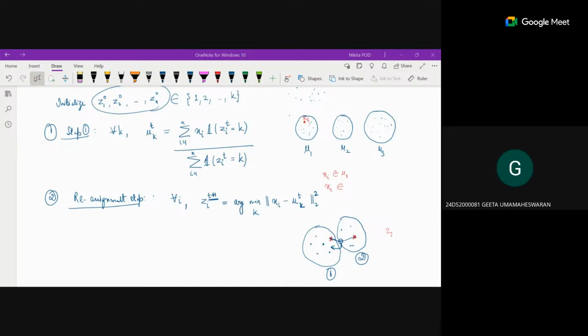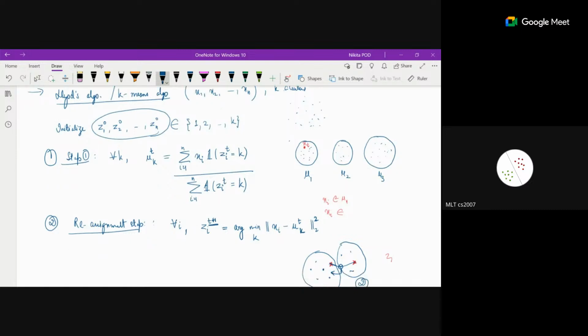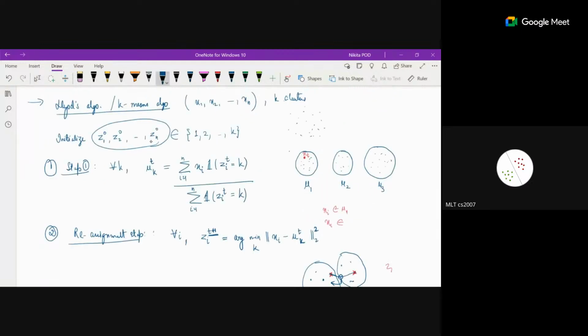Ma'am, initialize means assigning the mean, is it? What does initialize do? Initialization means that every data point you are assigning to some cluster. So what we have written is z1, z2 up to zn. This is what we have to initialize.